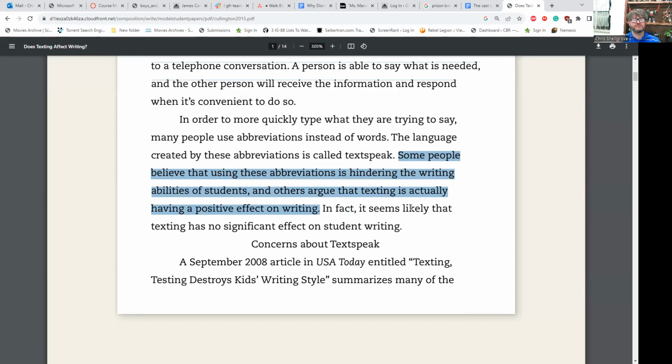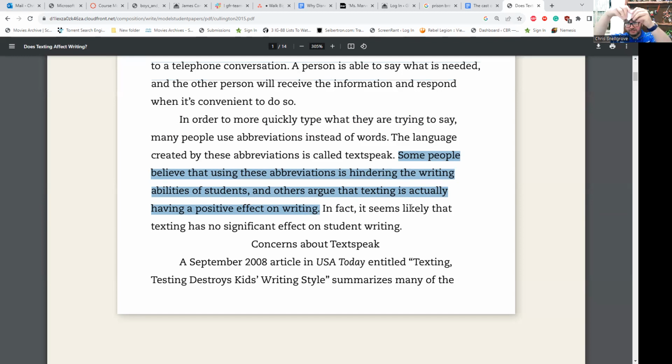Some people believe that using these abbreviations is hindering the writing abilities of students. Others argue texting is actually having a positive effect on writing. So this is a classic: some people believe X, other people believe Y, and she lays it out. So that's part of the extended background information.